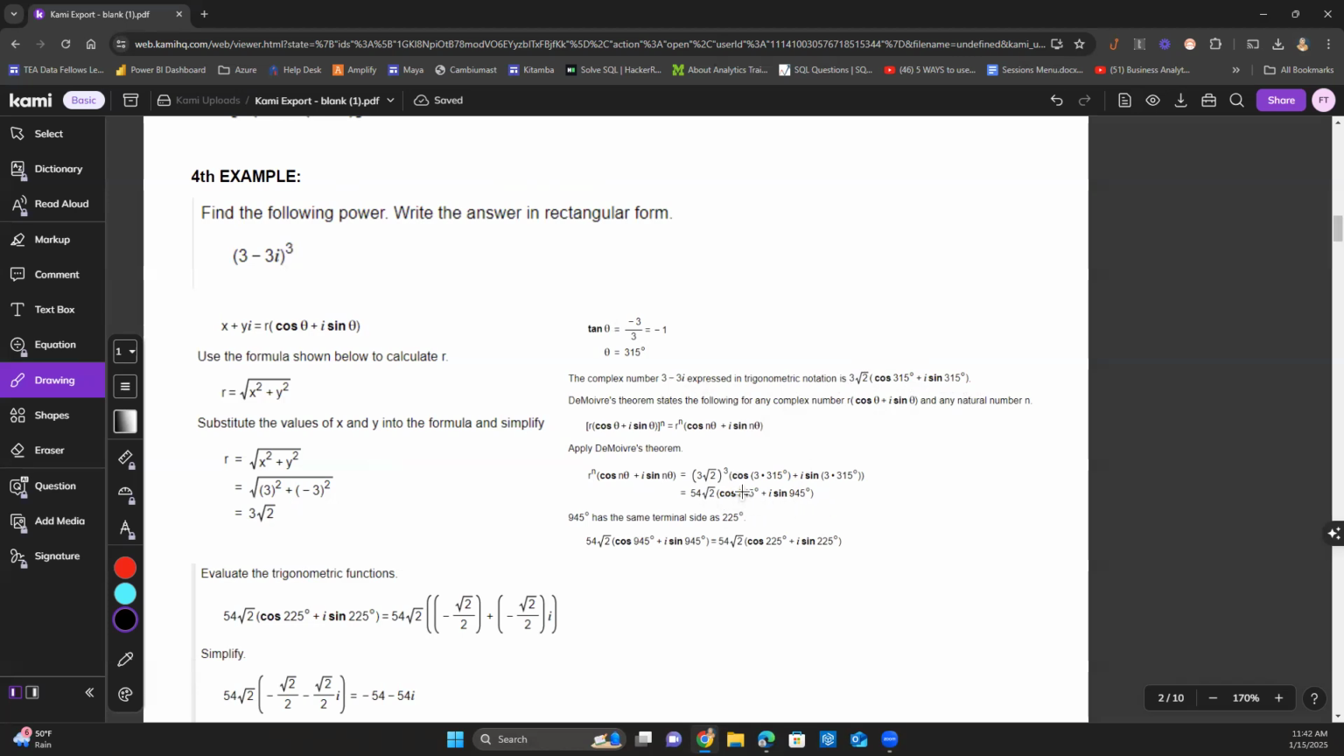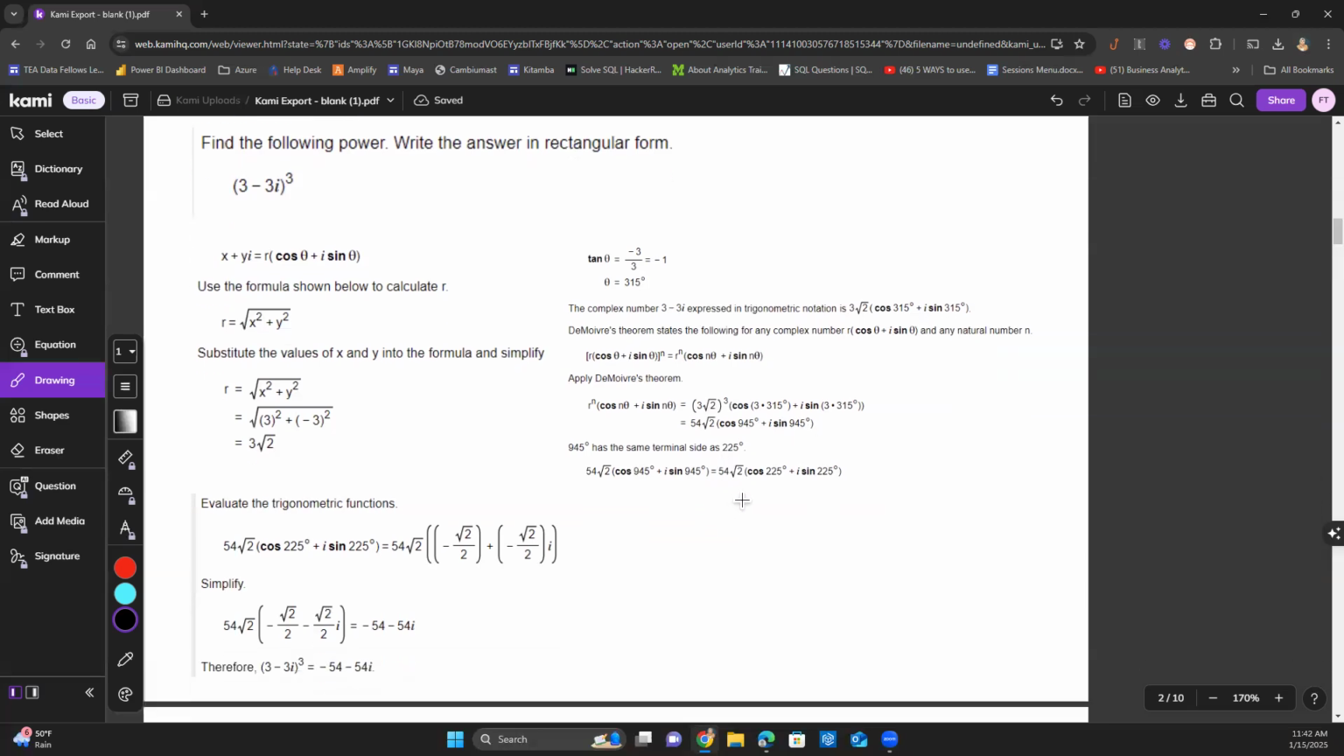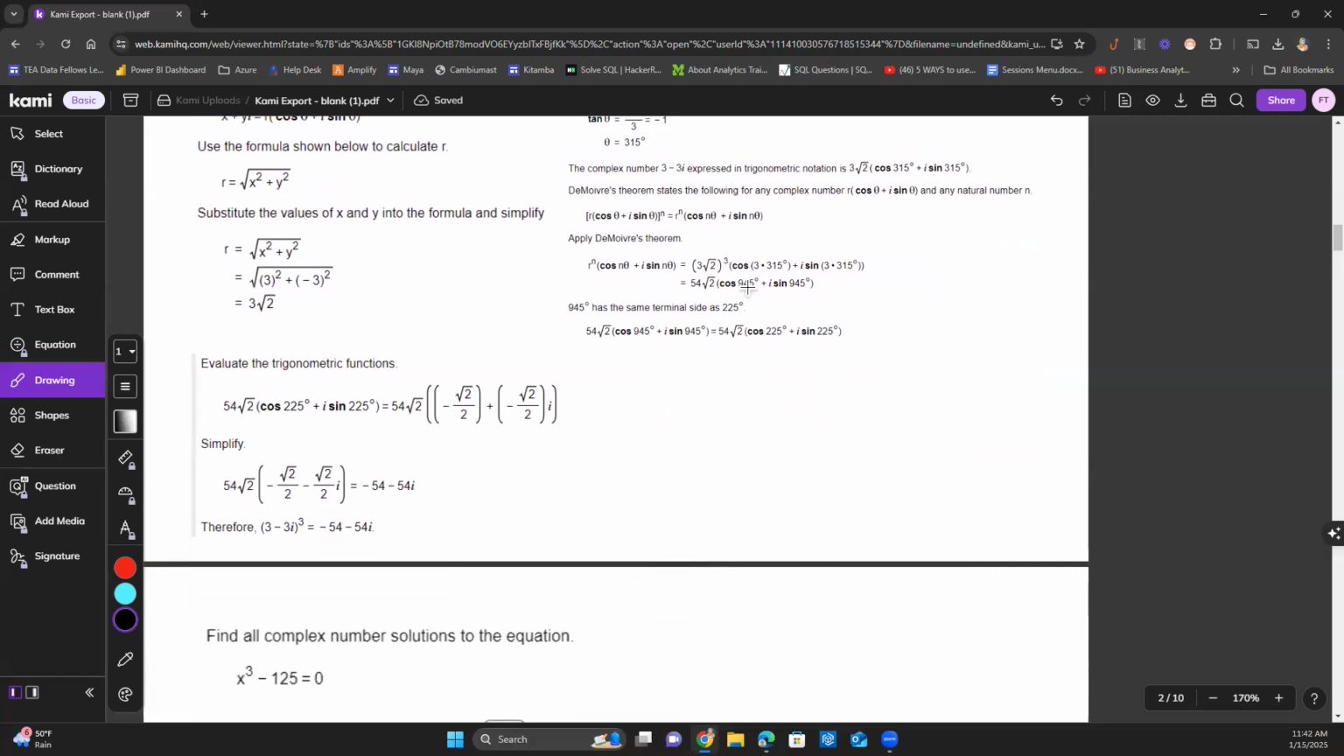But now this question wants the answer in rectangular form, so we still have to calculate the cosine of 945 and sine 945 and plug in the values. The first thing the book does is, because these are more than multiples of 360, you can just subtract 720 to find the coterminal angle. After you find the coterminal angle, you must find the reference angles if you're not going to use calculators to evaluate these values. And then cosine 225 is negative root 2 over 2. Sine 225 is again negative root 2 over 2.